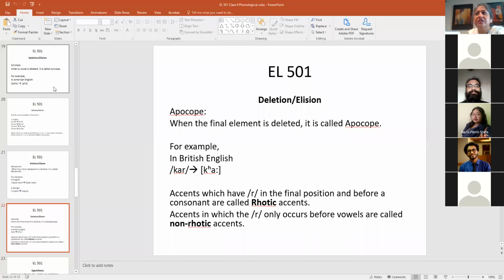So American English, Bangladeshi English, Indian English, Arabic English, these are all rhotic accents. And British English, Australian English, South African English, and the Boston dialect, these are all non-rhotic accents, where they don't pronounce the r that is there in the spelling. Okay, so this is very important for our next process.